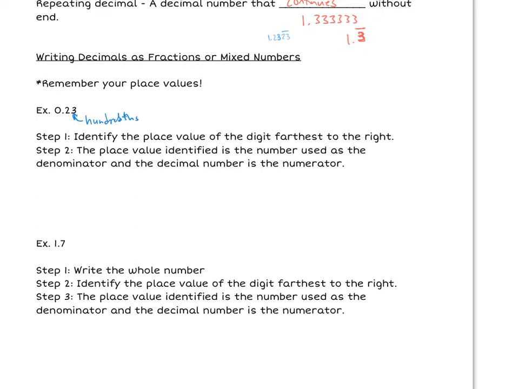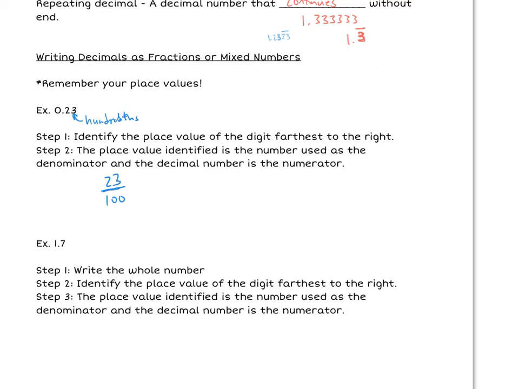The place value identified is the number you use as the denominator, and the decimal number is the numerator. So the hundredths, our denominator is 100, because we're in the hundredths place value. The numerator, the top number, is our decimal, so that's 23. When you have a decimal and you want to make it a fraction, you take your place value, put it on the bottom, take your decimal, put it on the top.